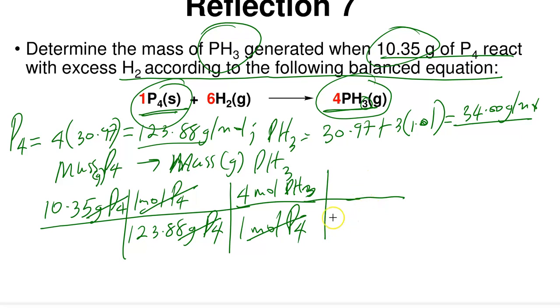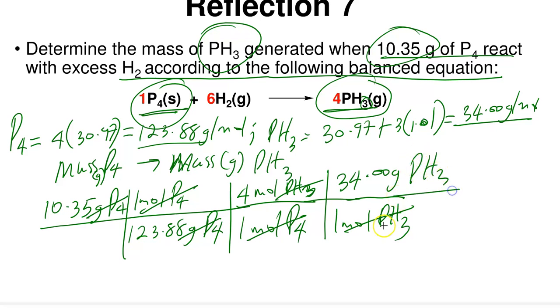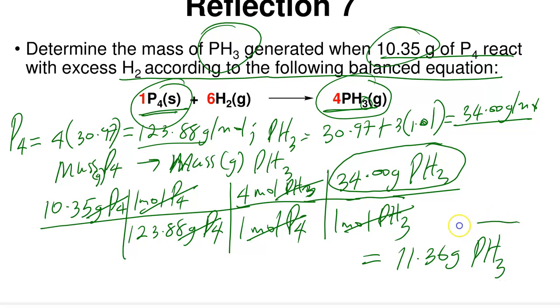So it's going to be 1 mole of PH3, which is cancelled out, and the molar mass will be 34.00 grams of PH3. So this will cancel this. And you see, everything we don't need is cancelled. We're now left with grams of PH3 that we want. When you put this in your calculator and do your maths, you're going to have 11.36 grams of PH3 produced from 10.35 grams of P4, according to this balanced equation.